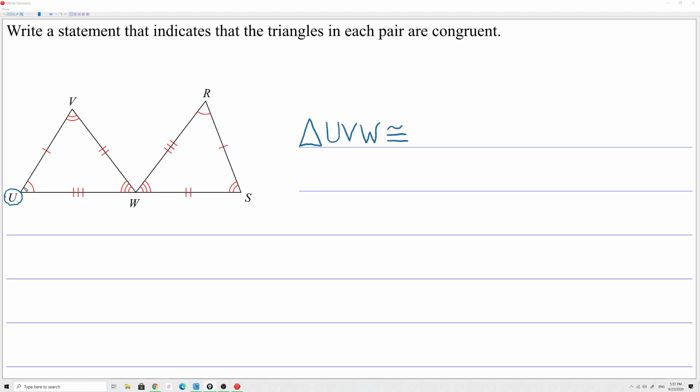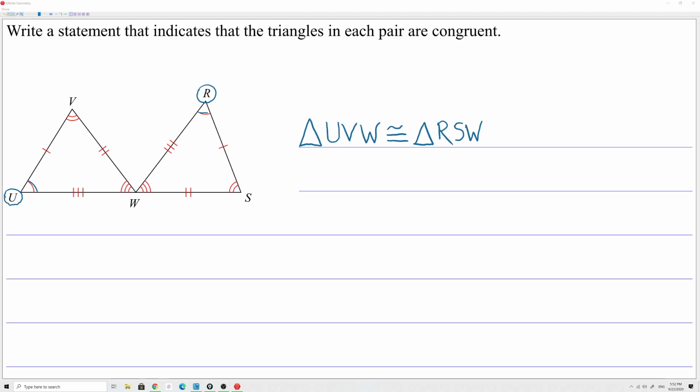So angle U has one arc indicating congruence. It matches up with angle R, which also has 1 mark. So angle U and angle R go together. So triangle UVW is congruent to triangle. I'm going to start with the letter R. Angle V, that's the one with 2 marks, corresponds to angle S. So S comes next, and then W is last. So if you write the first triangle as triangle UVW, you must write the second triangle as RSW.